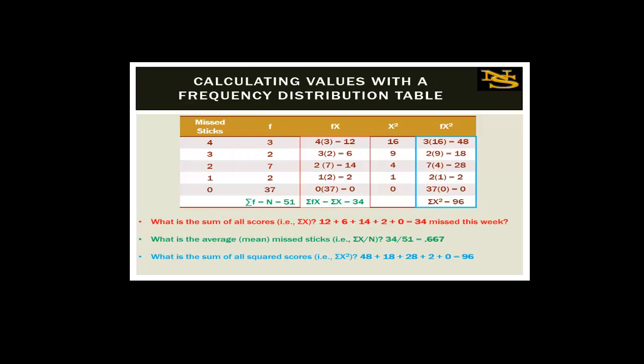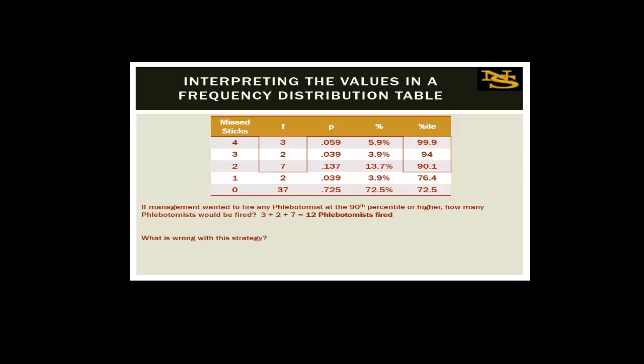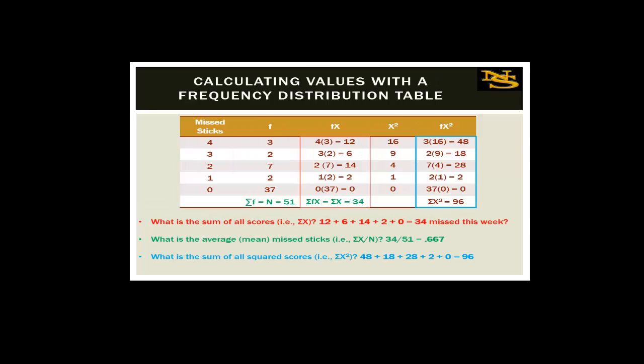Okay, now I want to switch gears into calculating values with a frequency distribution table. So you'll see that the only thing that I kept from the original frequency distribution table are the missed sticks, so the scores in this data set, and then the frequency of each. I'm not going to keep my P, my percent, and my percentile for the calculations that I'm going to be doing here in a minute.